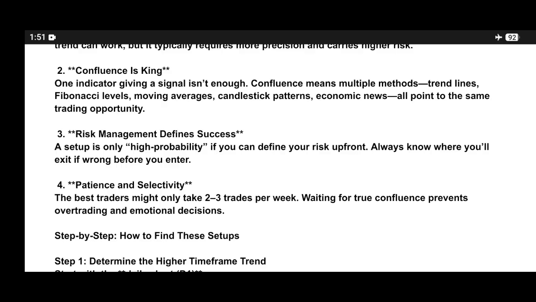Number four, patience and selectivity. The best traders might only take two to three trades per week. Waiting for true confluence prevents overtrading and emotional decisions.